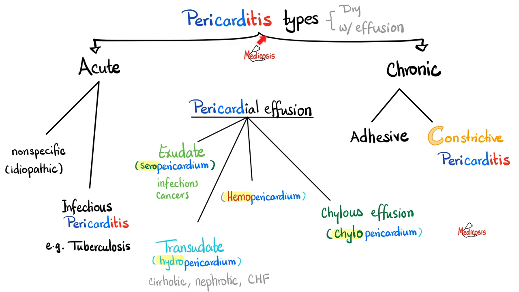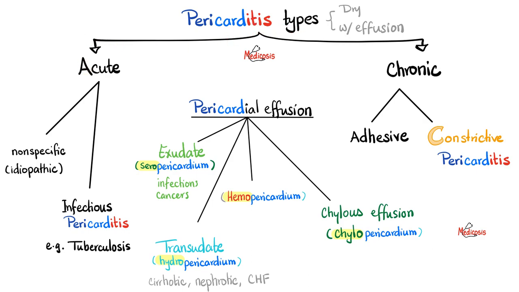We can classify it in numerous ways. You can say I have dry versus wet, i.e. pericarditis that is dry or pericarditis with effusions. These effusions could be bloody hemopericardium, they could be pussy seropericardium, they could be watery hydropericardium, or they could be lymphy chylopericardium. And then we can classify it in another way.